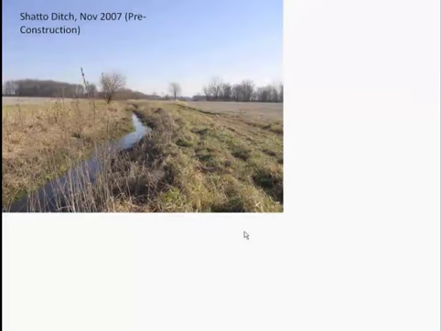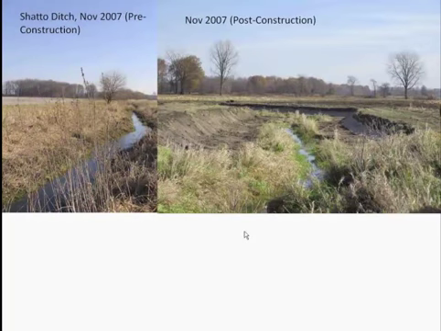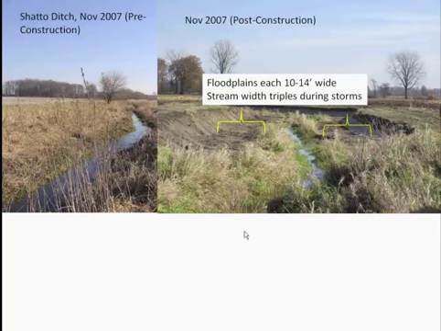So again, another picture right before the two-stage was constructed. After construction, you can get a pretty good idea of the dimensions of it. So the floodplains, or benches, were each 10 to 14 feet wide, and so the stream width triples during storms. So this is within that 3 times the main flow channel width.